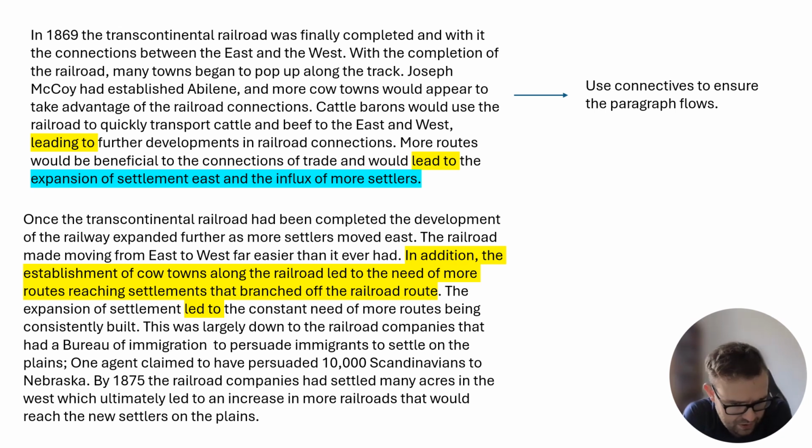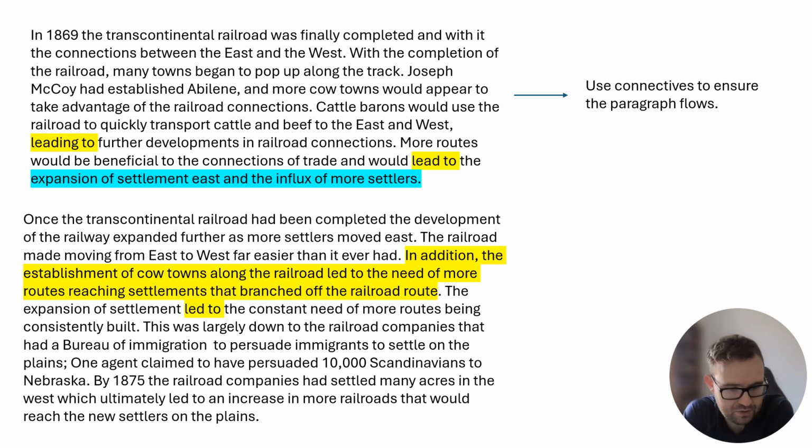Once the Transcontinental Railroad had been completed, the development of the railway expanded further as more settlers moved east. Okay, the railroad made moving from east to west far easier than it ever had. In addition, the establishment of cow towns along the railroad led to the need of more routes reaching settlements that branched off from the railroad route. Okay, so again, key information that's backing up the development and why the railroad is being developed in the way it is. The expansion of settlement led to constant need of more routes being consistently built.